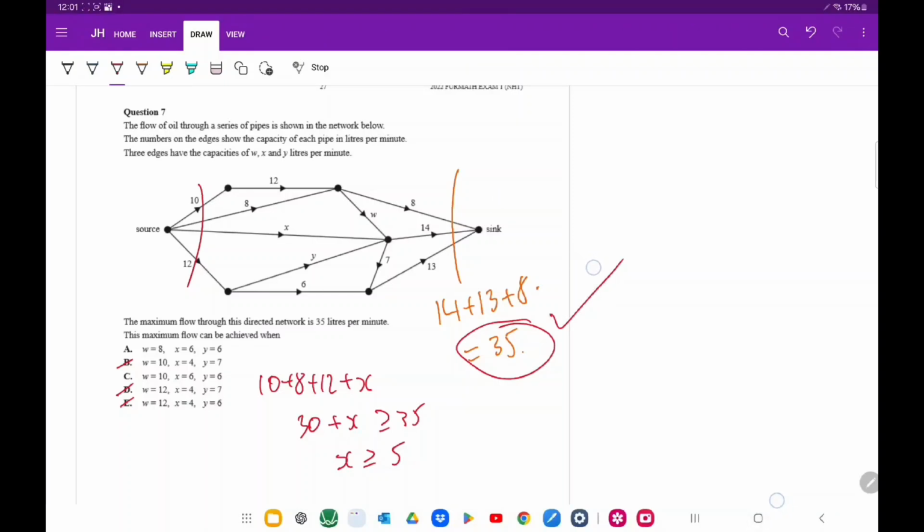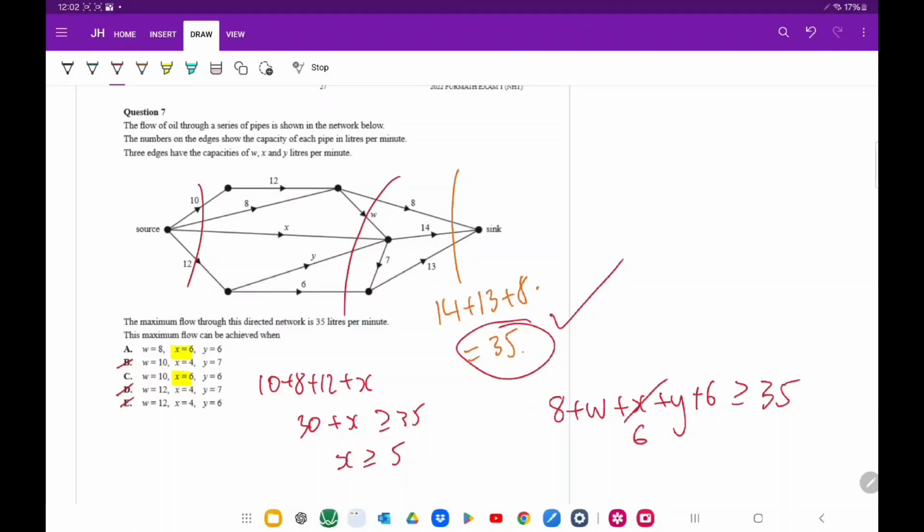So let's look at another situation here. Let's see, 8xy, this. Let's look at this cut here. If we look at this cut, we get 8 plus w plus x plus y plus 6. That has to be greater than or equal to 35. Now, if we look at these two options, thankfully this question was made in a way that both x values in this case were 6 after you go through the process of elimination.